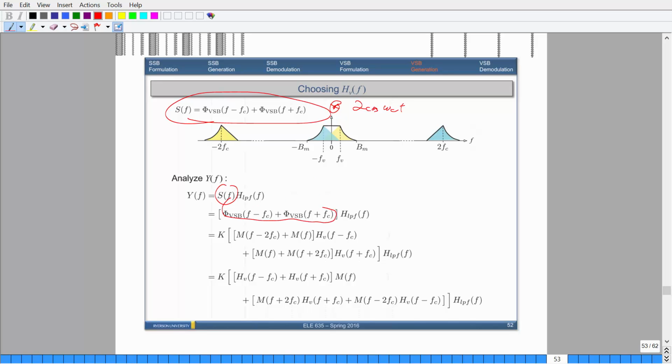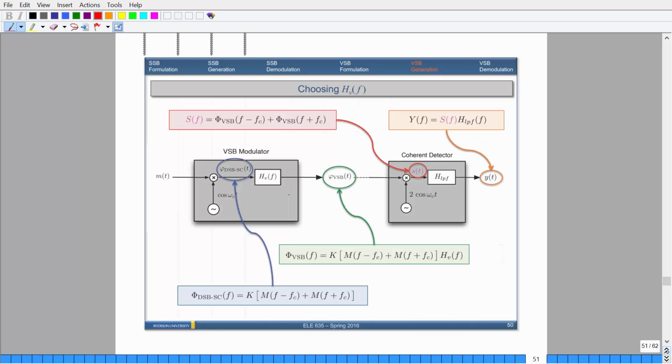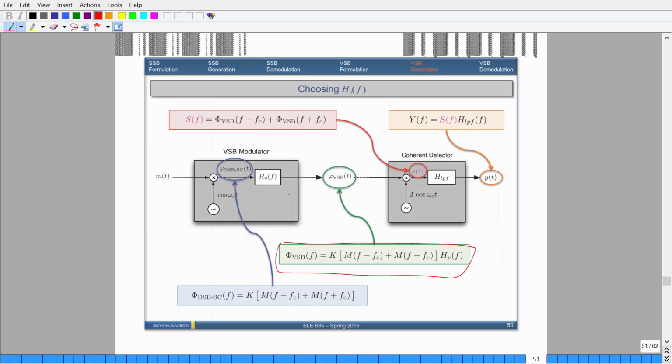This is being modulated. Let's see here, VSB, and then M of f. I'm just double checking why this is happening here. Oh, I see what's happening. Let me just double check. Okay, here, this is it. So this is this relationship.